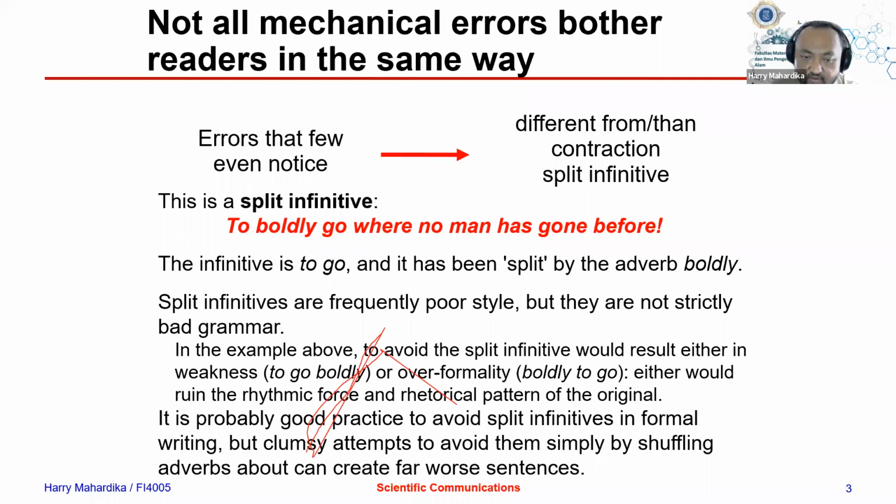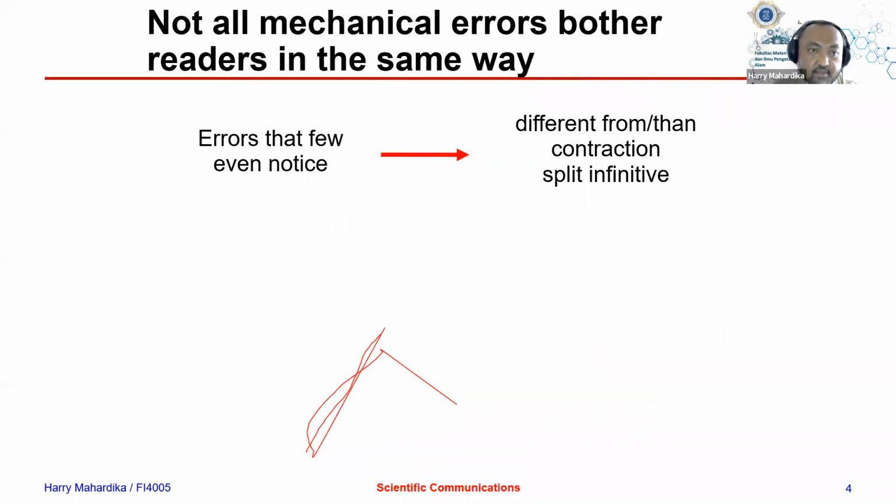In the example above, avoiding the split infinitive would result either in weakness, "to go boldly," or over-formality, "boldly to go." Either would ruin the rhythmic force and rhetorical pattern of the original. It is probably good practice to avoid split infinitives in formal writing, but clumsy attempts to avoid them by simply shuffling a verb about can create a worse sentence.